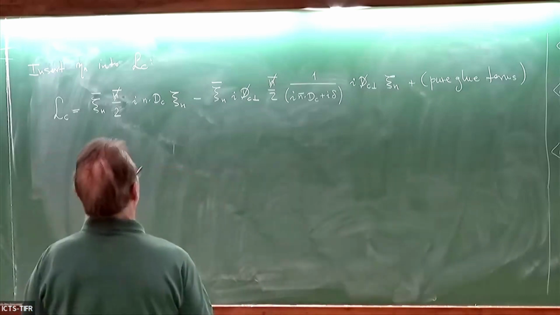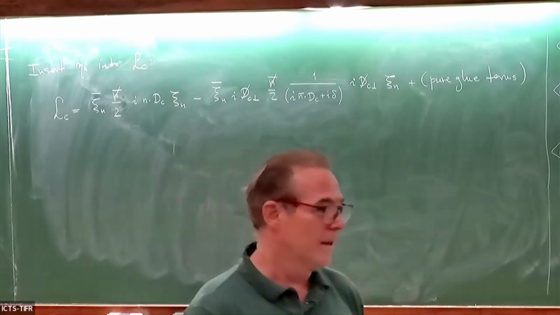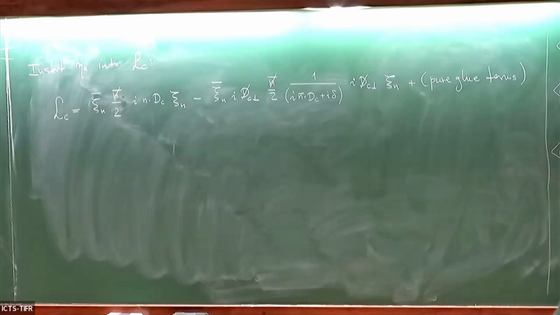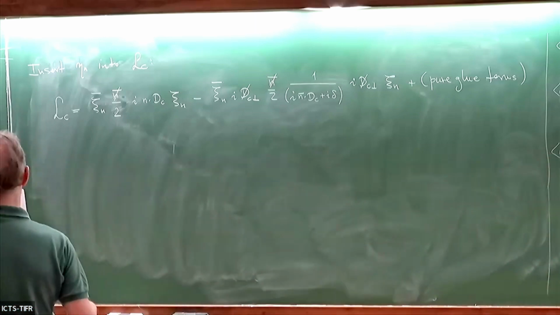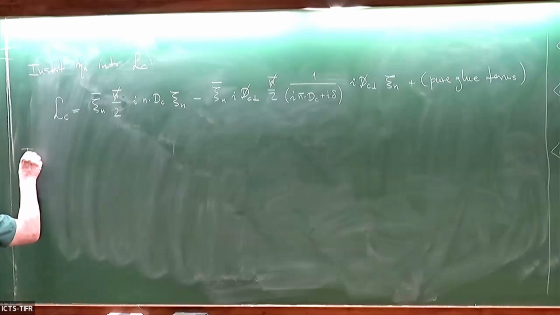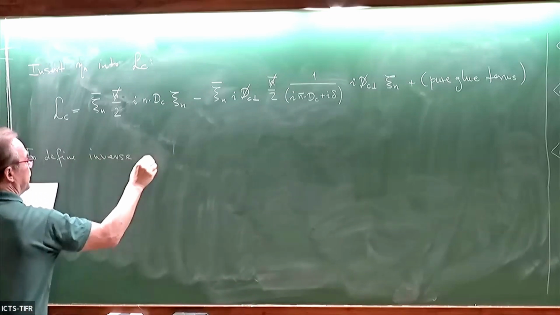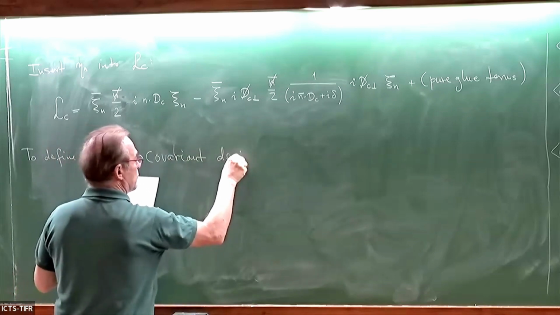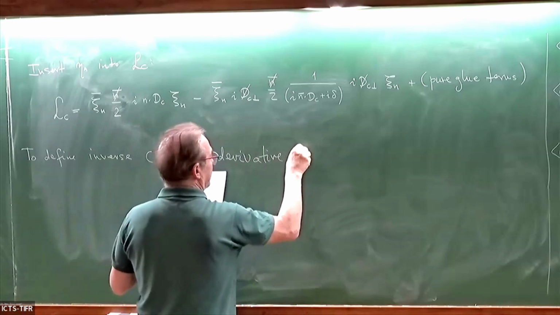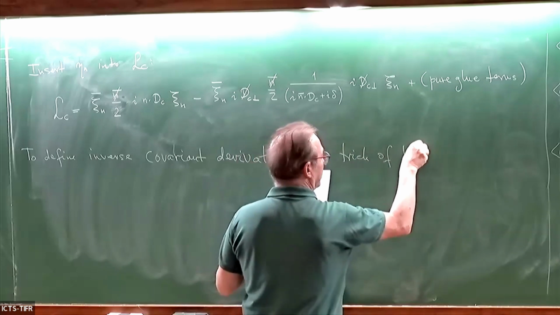Wouldn't it be great if we could turn a covariant derivative into an ordinary derivative? We have already done that once in these lectures, in lecture 2. The Wilson line did that trick. So we're going to use the same trick again. To define the inverse covariant derivative, we use the Wilson line. It's really a trick at this point.